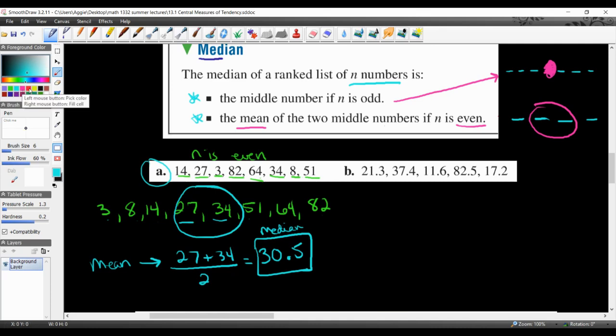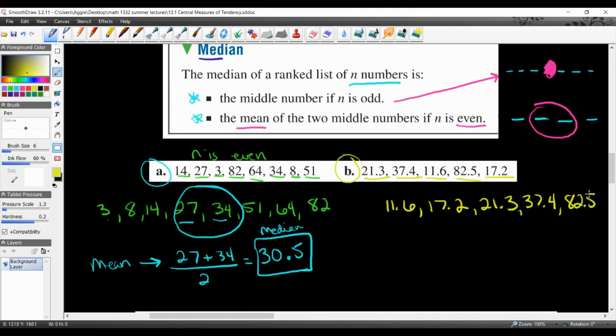Okay. Let's go ahead and try letter B now. So we have to put them in order first. So it looks like the smallest one is 11.6. Okay, then we have 17.2, and then 21.3, 37.4, and 82.5. And this one has 1, 2, 3, 4, 5.